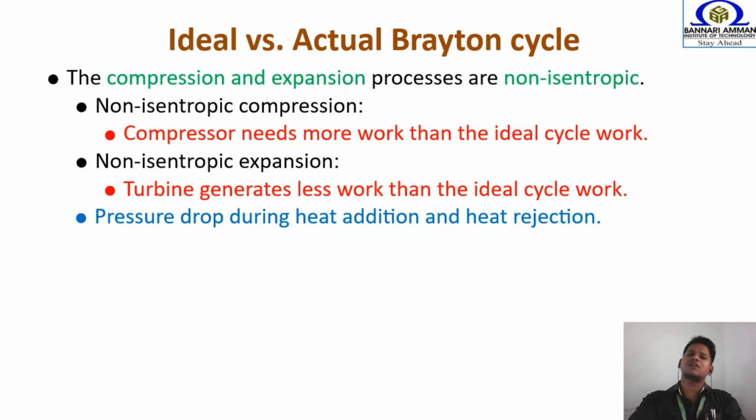And the next important thing is the isobaric heat addition and isobaric heat rejection. In the combustion chamber, we assume that there is no pressure drop, as well as in heat rejection. But unfortunately, in practical cases, we have pressure drop in the isobaric heat addition and isobaric heat rejection processes. Because of these four issues, the overall efficiency of the Brayton cycle decreases. Now this is called actual Brayton cycle.